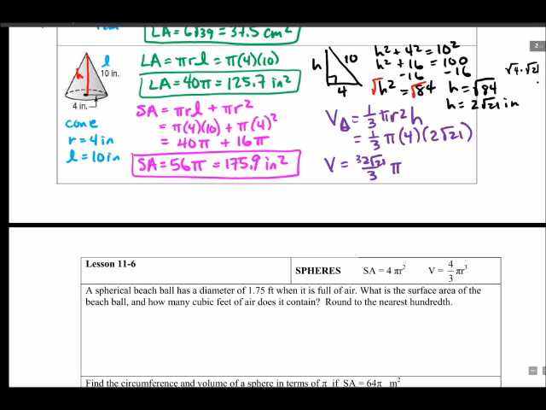pi. If we wanted it in terms of pi, that doesn't look like a very friendly number, so let's do it to the nearest tenth, 153.6 inches cubed. All right.